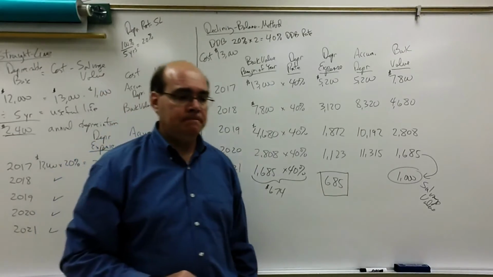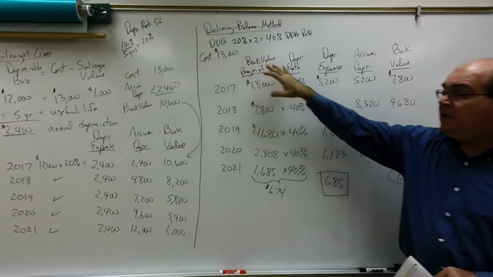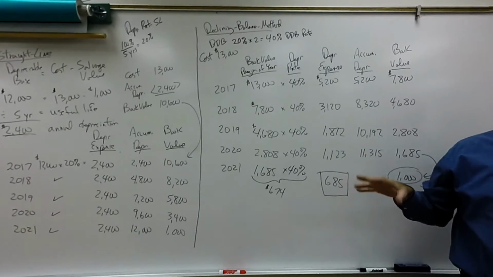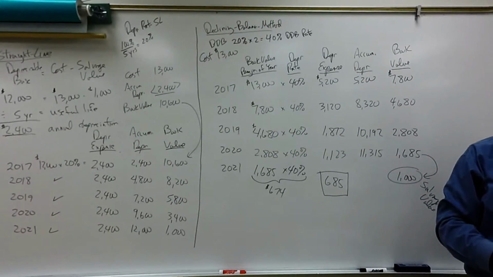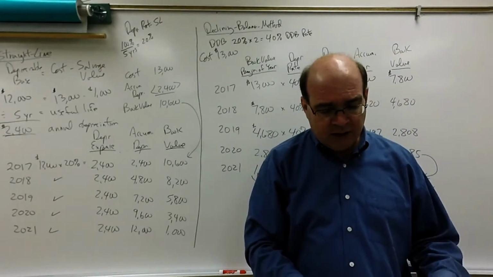Okay? So you can't ignore salvage value completely. You don't use it at the beginning, but you've got to remember it at the end, of course, when it's easy to forget. So that's the accelerated method. That's called declining balance.